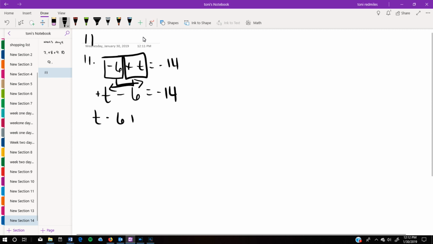So to be able to get my required 0 that I need in adding and subtracting, I need to add 6 to both sides. That's going to give me a big fat 0, which is going to leave me with t. -14 plus 6 is -8.